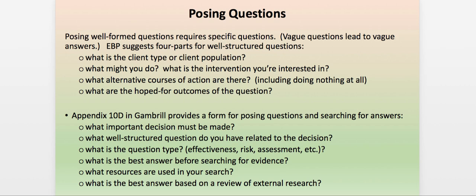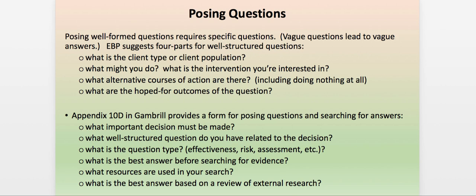But the EBP process suggests four parts for a well-structured question, which is first the client type or client population. What is the intervention that you're interested in doing? What alternative courses of action are there, including nothing at all? And what are the hoped-for outcomes of the question? So there's an appendix at the end of chapter 10 in this textbook that gives you a form basically that you could use for posing questions and searching for answers. And it has these particular parts to it.